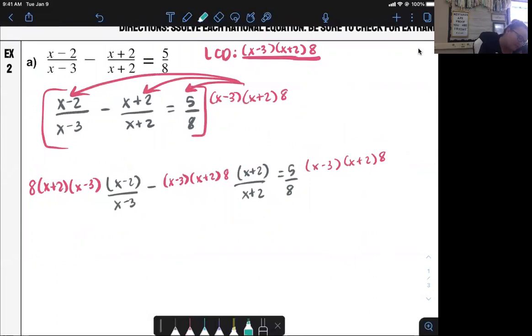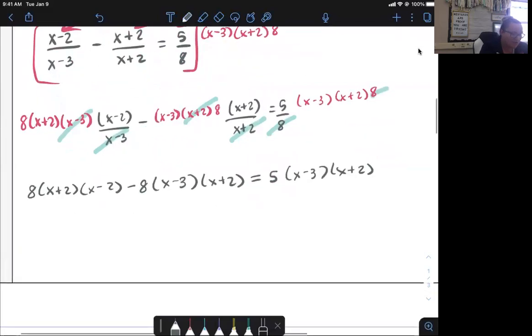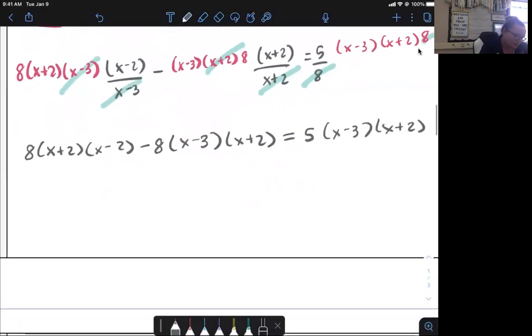So (x minus 3) divided by (x minus 3) cancels, (x plus 2) divided by (x plus 2) cancels, and then the 8 cancels. So we have 8 times (x plus 2) times (x minus 2), minus 8 times (x minus 3) times (x plus 2), and then 5 times (x minus 3) times (x plus 2). So we've got a lot of multiplying we have to do here. All right.